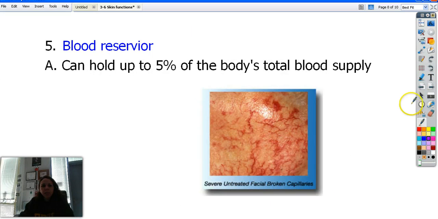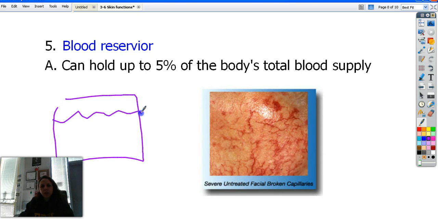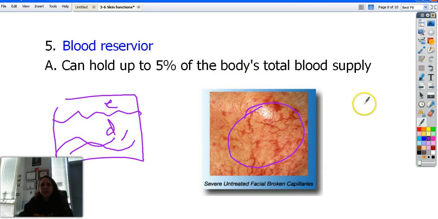Another one, number 5, blood reservoir. Your blood. So we're talking about you've got your epidermis and you've got your dermis. Most of your blood vessels are here in the dermis. And then, of course, we've got the bigger, thicker ones that are deep inside of our body. But our dermis has lots of blood vessels, as we can see by looking at this face right here. And so at any given time, our skin holds about 5% of the body's blood supply.